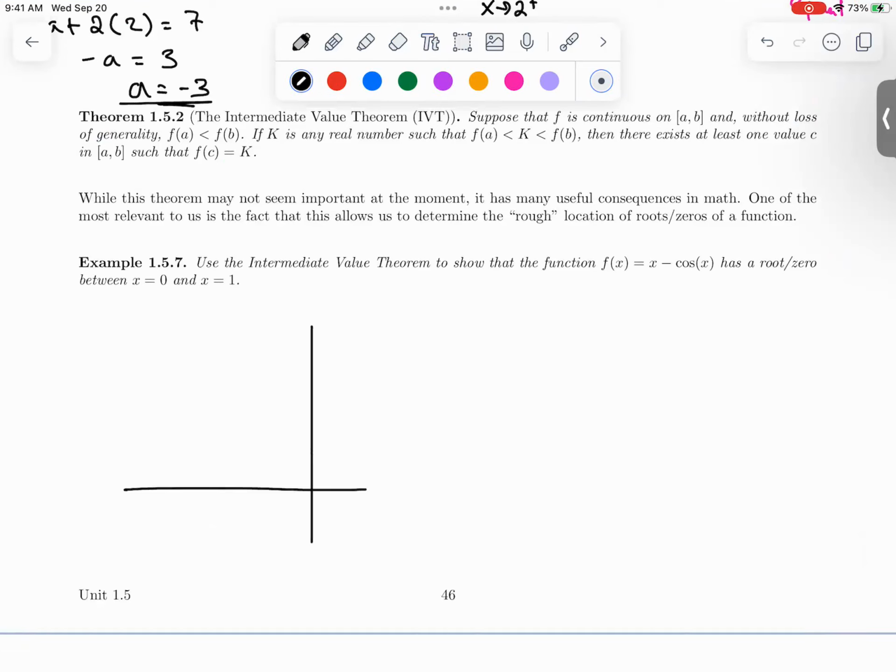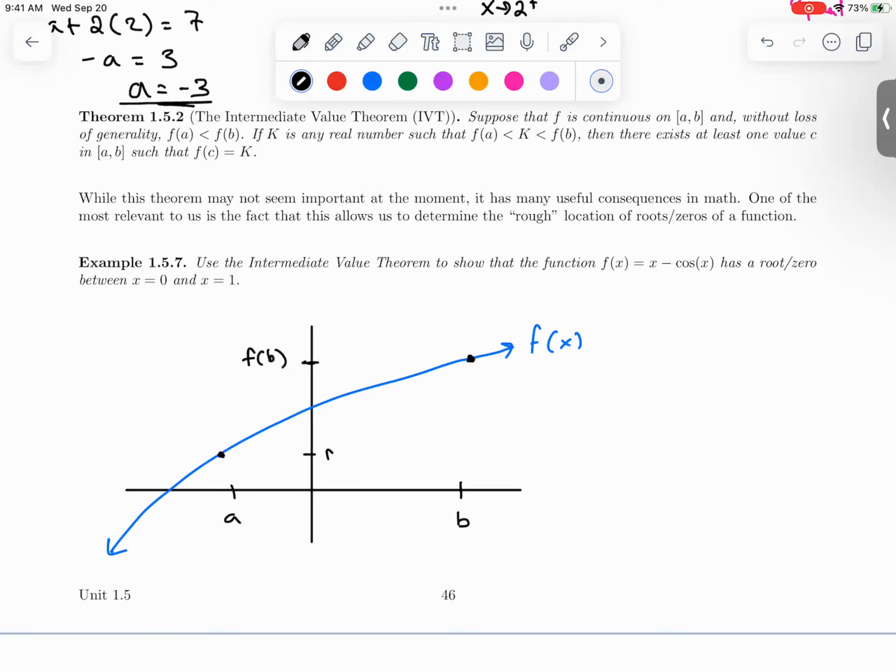So imagine, let's just say here's A and here's B. And so our curve looks like this, the quintessential calculus curve. Let's change that just a little bit. Actually, I'm just going to go like that. So that's f of x, right? So up here is f of b, down here is f of a.